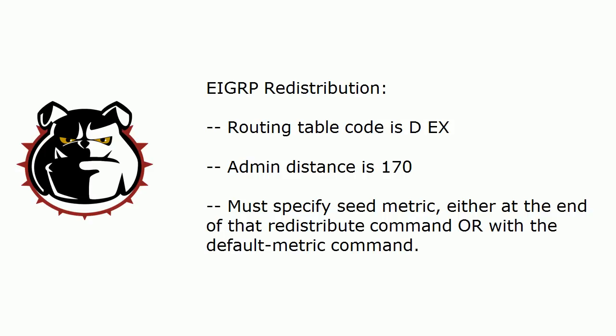So just a quick review here. EIGRP route redistribution, the routing table code is DEX. Admin distance of 170, and most important really for you route fans, you must specify the seed metric in one of two ways, either with the redistribute command and just put those values at the end like we did in the lab, or with the default metric command.